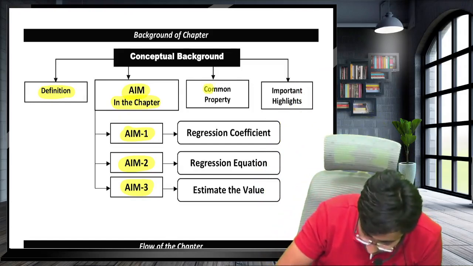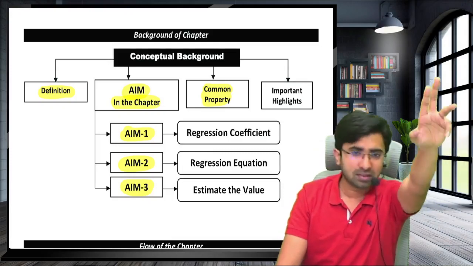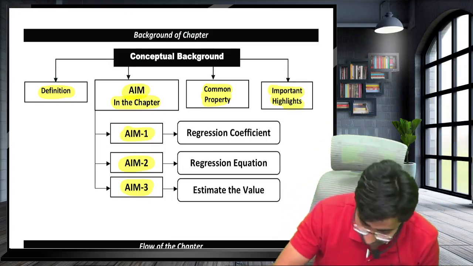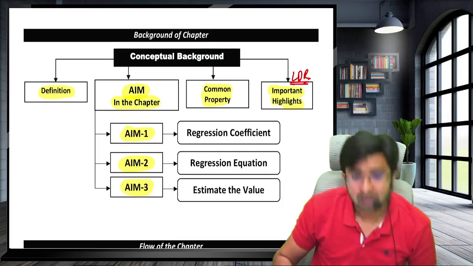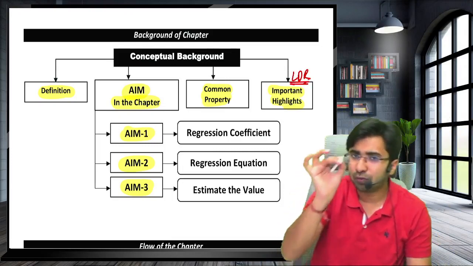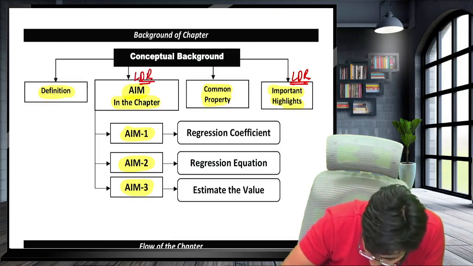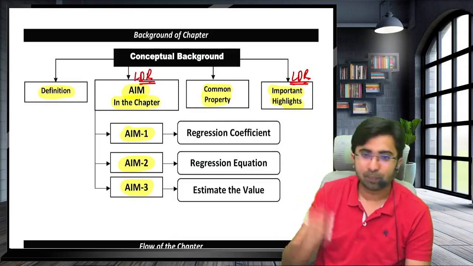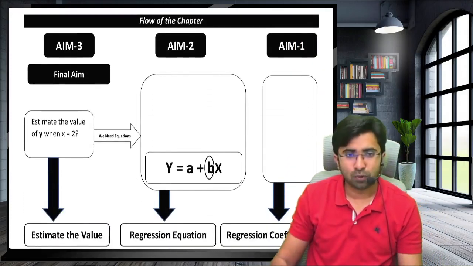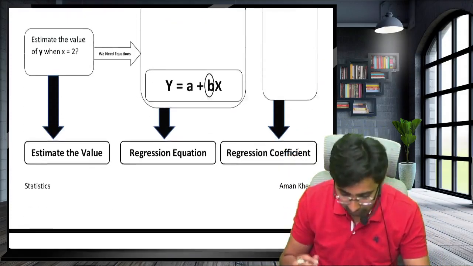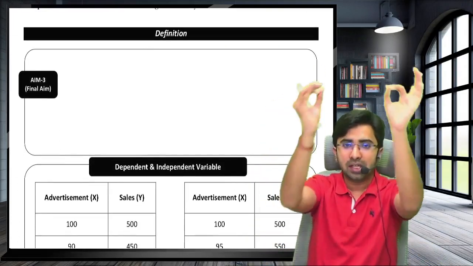Then we'll go with the common property, very easy property, whether it is affected by the origin or scale, same thing. Then other important highlights. You can mark this as LDR, last day revision, other important highlights, most favorite area of the institute, and one is the aim. LDR is one of the most important areas for our study. Guys, let's start with this chapter. I will come back to the flow of the chapter. Let's first start with the definition of regression analysis.